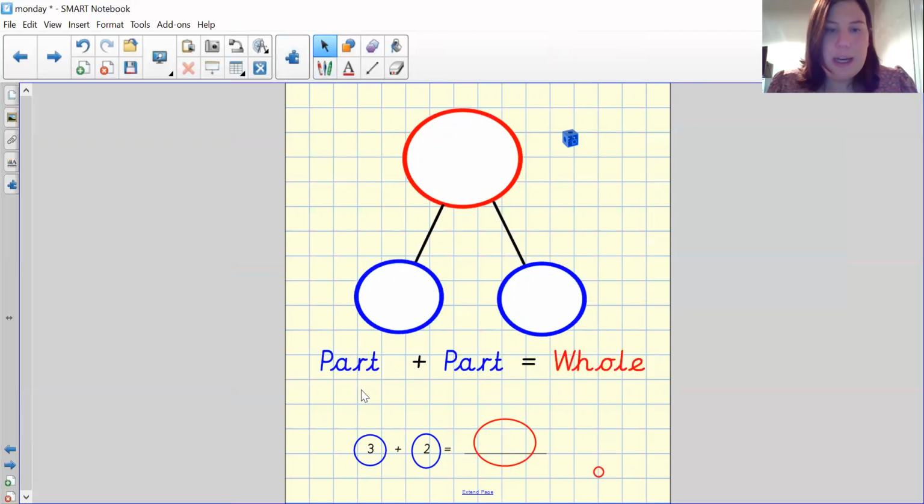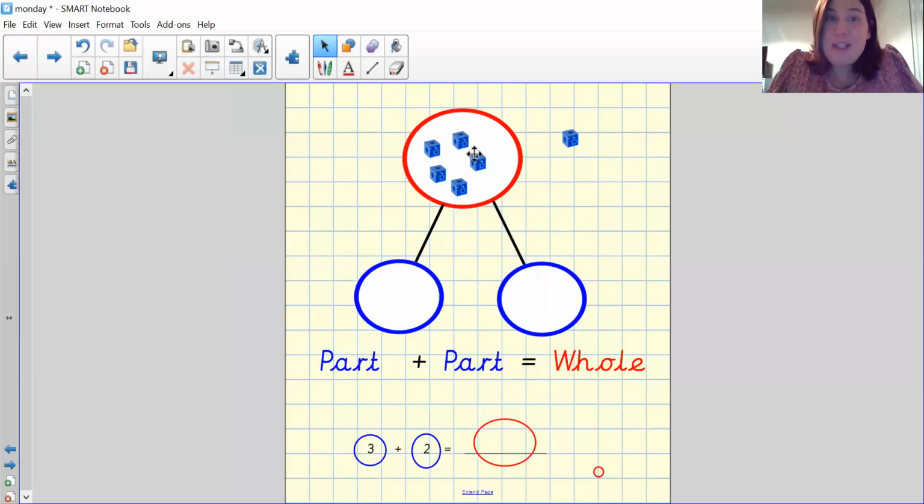Okay, so to do that I need to put how much in my first part? Well done, 3. So I'm going to move 3 cubes into my first part. 1, 2, 3. How much is in my second part? Well done, it is 2. 1, 2. Now, this is the tricky part. How am I going to find out my whole? Fantastic, Year One. I need to move all of my parts up into my whole. So I'm going to move my first 3 up. 1, 2, 3. And then I'm going to move my other 2 into my whole.